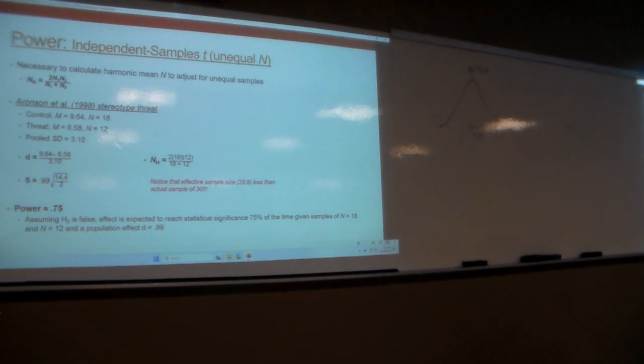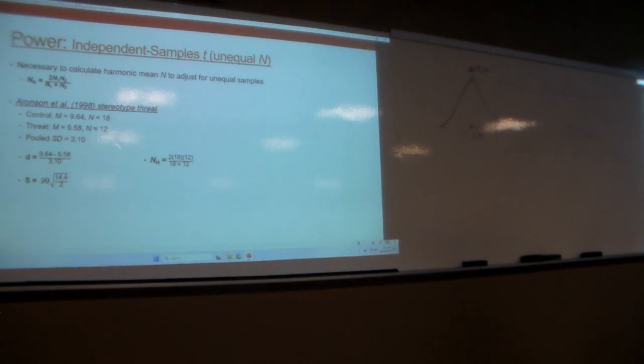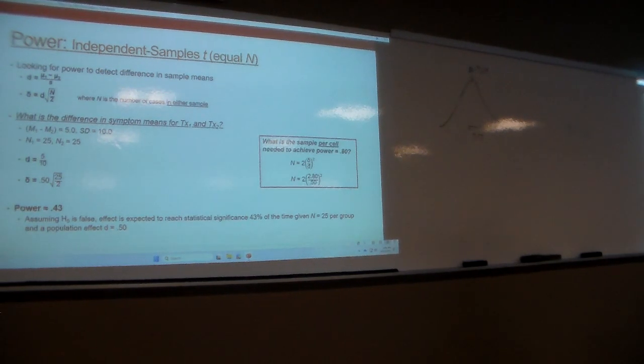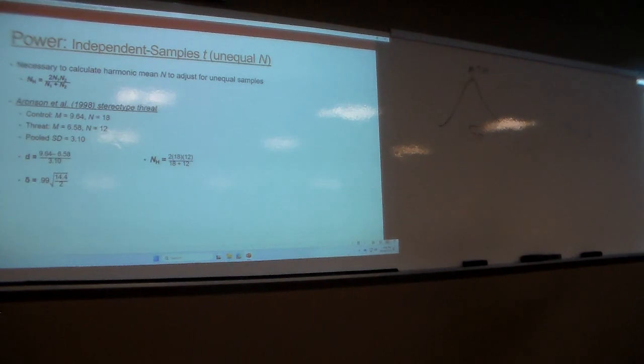And then where would you put that in? So this is just right here, okay? I'm using the same formula. Here my sigma is just d times the square root of n over 2. Because I have unequal samples, my n is 14.4, okay. Do you see where we jumped in and you got that? Yeah. Okay.